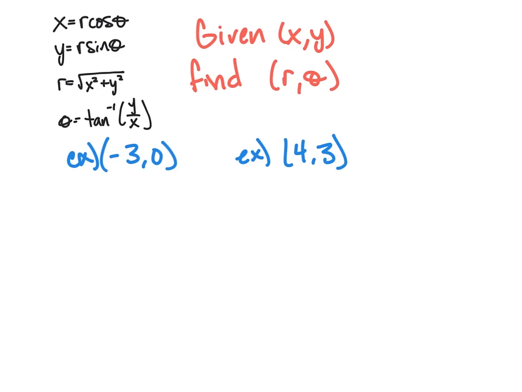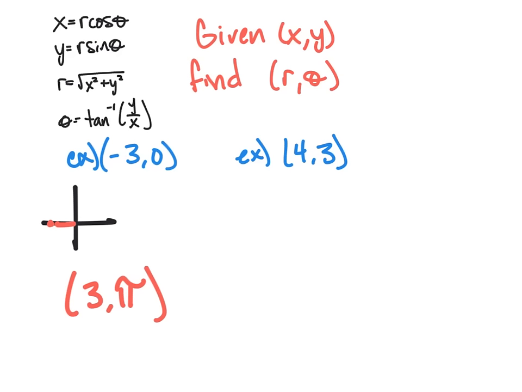In these two examples, I'm given x and y, and I need to find r and theta. For any point that's just on one of the axes, like here, negative 3, 0 is right here. Hopefully here you can see that this is 3 out from the origin, so r is just going to be 3. And that angle is at pi. So we don't really have to use any of these formulas for this, although we could. Now 4, 3 we know is in the first quadrant. Let's actually figure out r and theta.